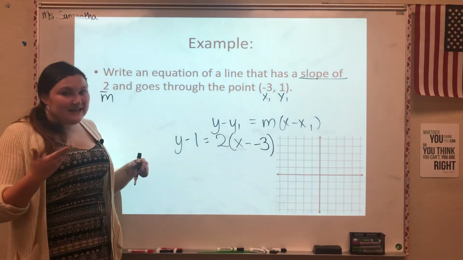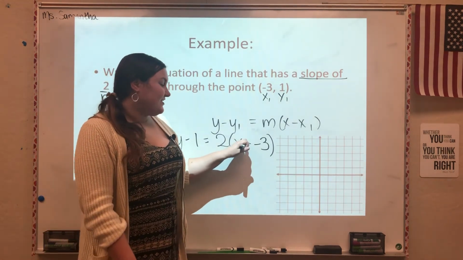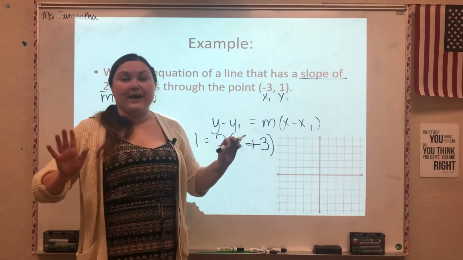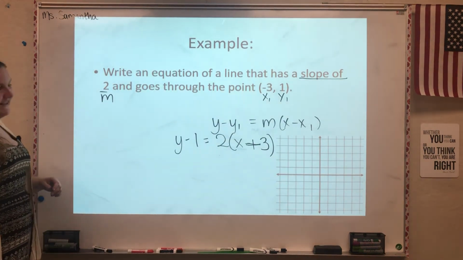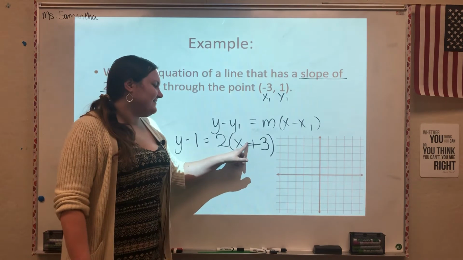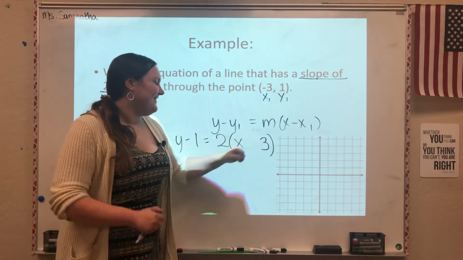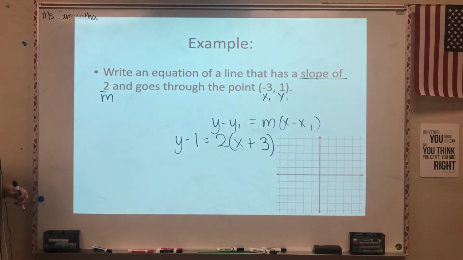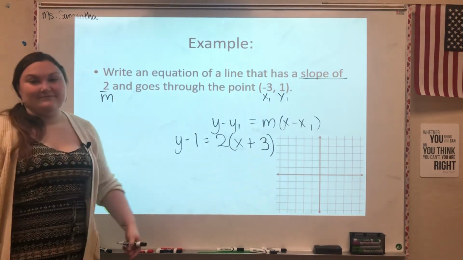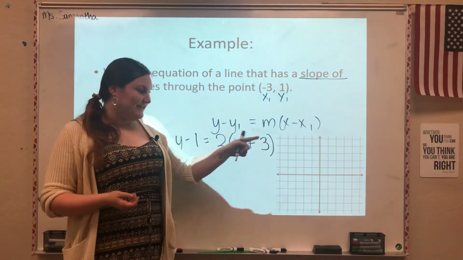You can leave it like that if you want, or what I prefer to do, I know 2 negative signs are going to change to a plus sign, so I just go ahead and do that right away. So we've got y minus 1 equals 2 times x. This is a plus sign now, a messy plus sign. There you go. We have 2 times x plus 3. Now this is an equation. That's what it wanted. It wanted an equation. I've written an equation of this line.